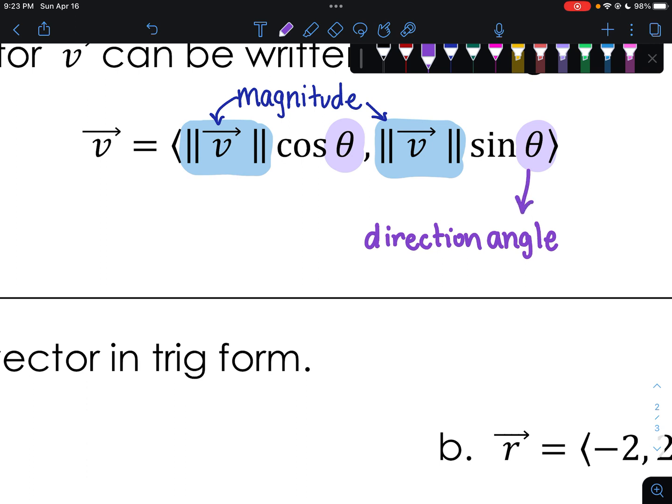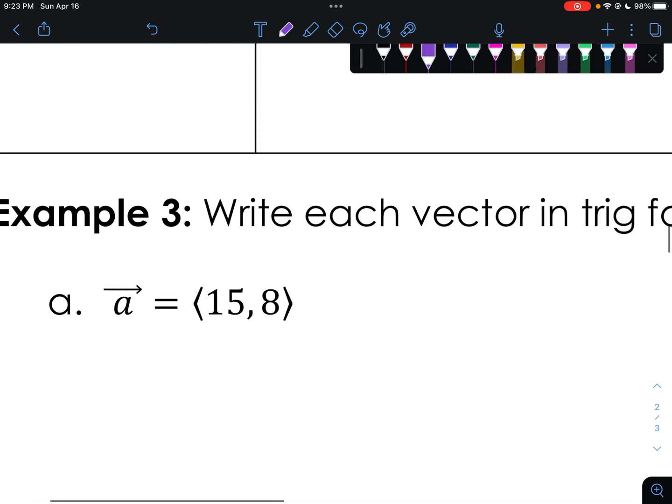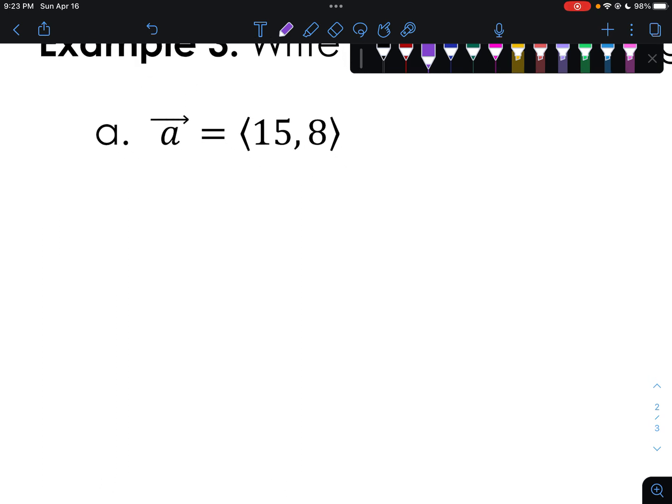So remember, when it is in the first quadrant, that is the only time that the calculator gives us the correct answer. After that, we have to make sure we either add 180 for the second and third quadrant or add 360 for the fourth quadrant. So we want to write each vector in trig form. So we have vector A. Vector A has 15, 8. We know it's in the first quadrant.